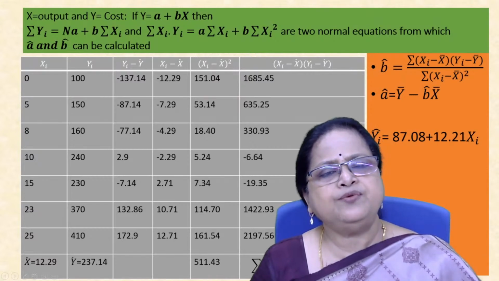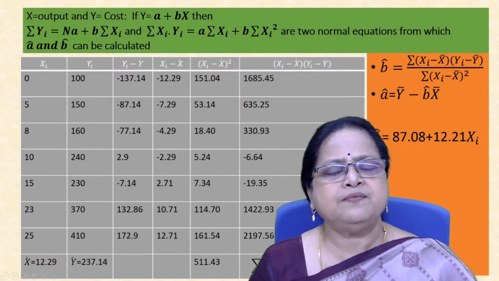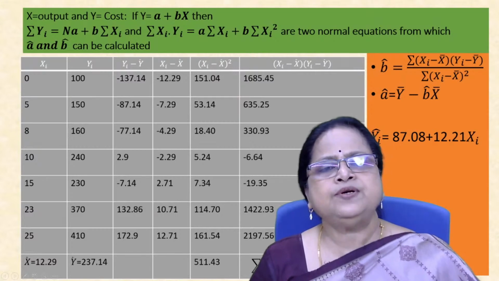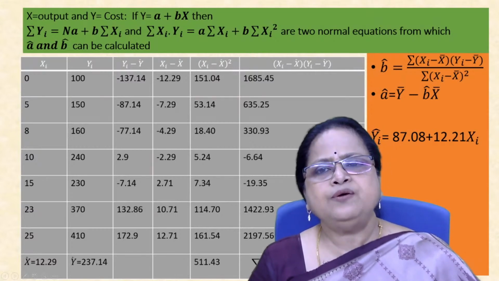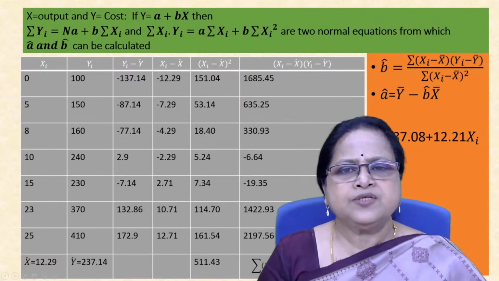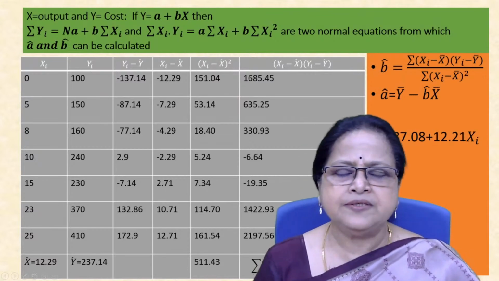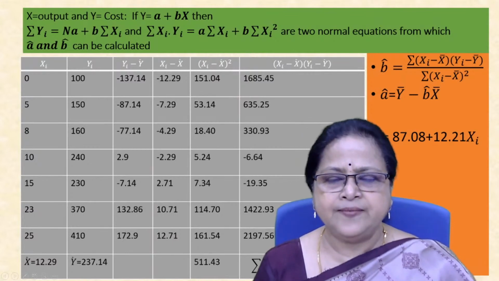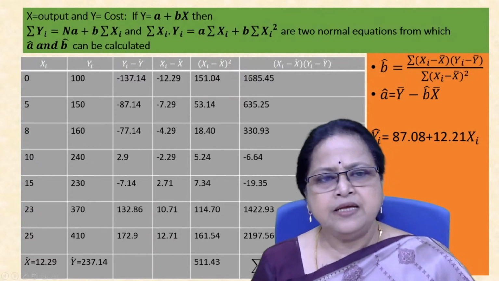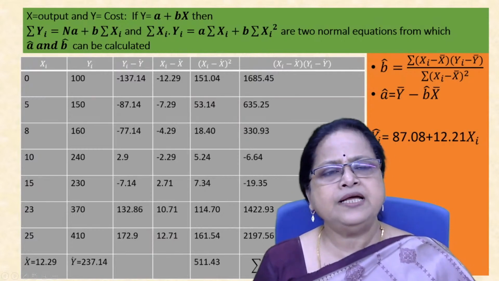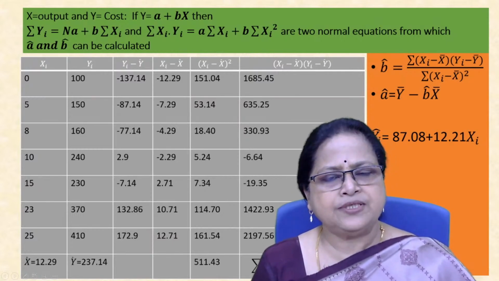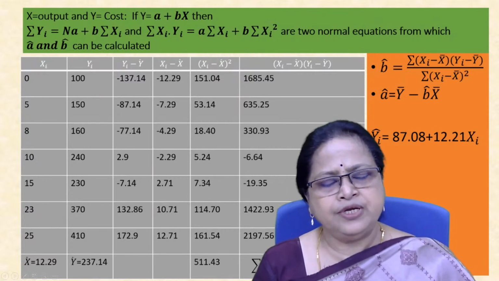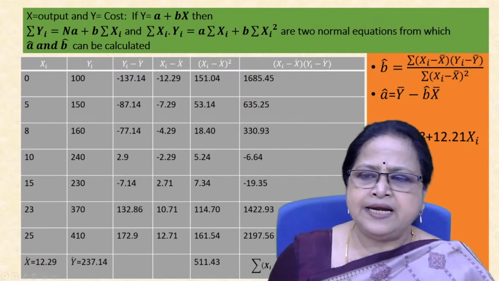Then multiply y with x, then take the summation, that is summation xi yi is equal to a summation xi plus b summation xi square. Now these two normal equations, solve them just like your simultaneous equations, then also you will get the value of a and b directly instead of going for this formula. Suppose you cannot remember the formula, then you can go for this normal equation. This method also will give you the same result, a hat and b hat.